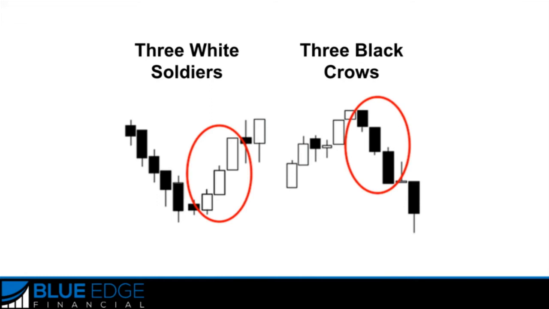And then the 3 black crows candlestick pattern is just the opposite of the 3 white soldiers, as you can see here. But it's going to be formed when 3 bearish candles, or candles moving down, follow a strong uptrend or a short period of consolidation after an uptrend, indicating that a reversal is in the works.